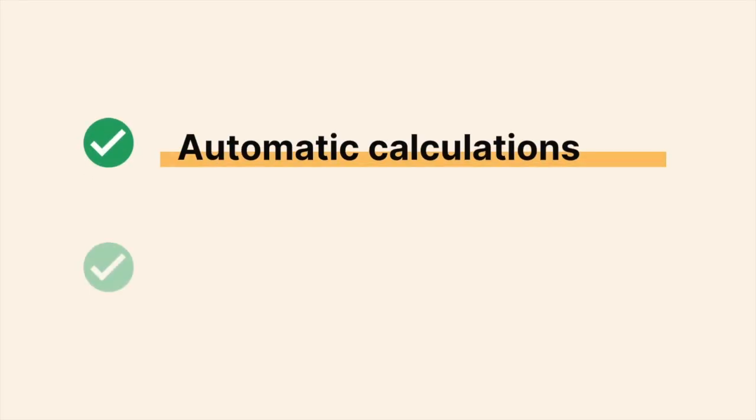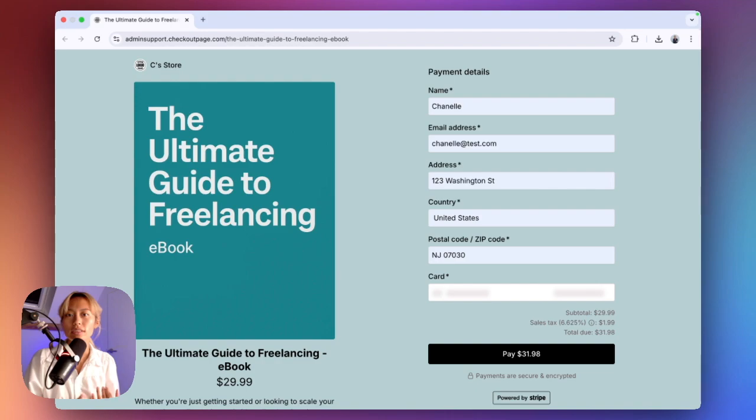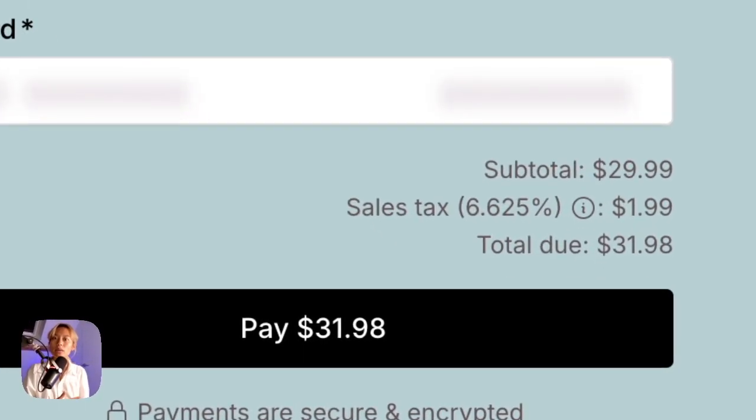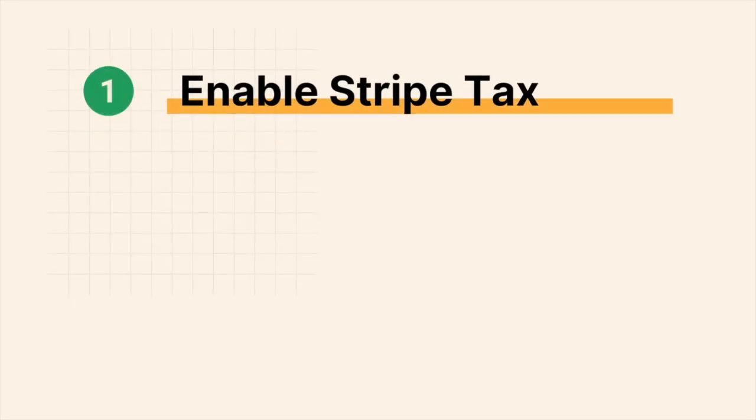In today's video, I'm going to show you how you can enable Stripe Tax so that taxes are automatically calculated and collected on your checkout pages. Let's first take a look at this page that I've already created. I've input an address in the United States, and in the price breakdown, we can see that there's an added sales tax of $1.99.